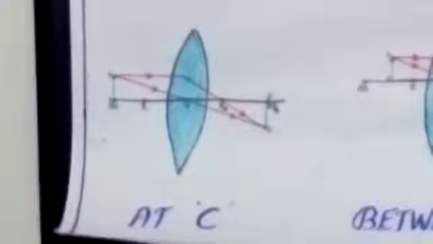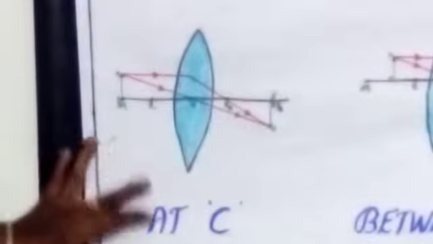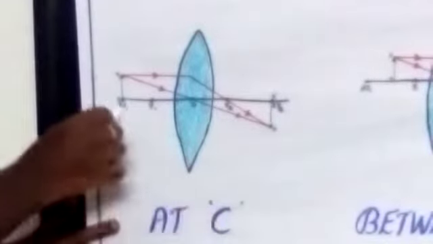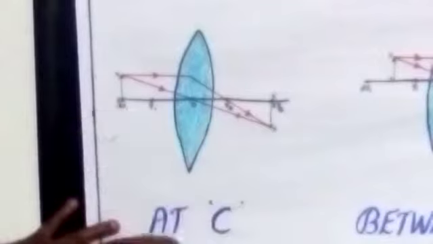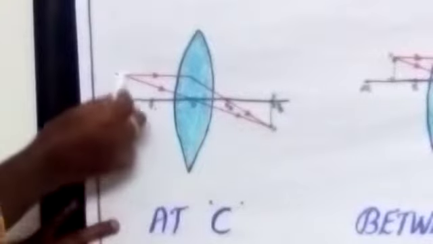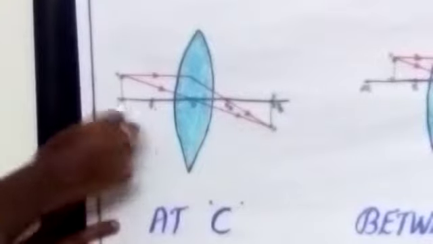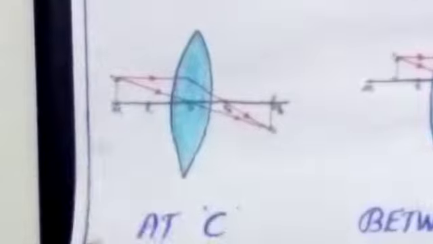The third one is if you place the object at the center of curvature. If you place the object exactly at 2F1, the center of curvature, where can we get the image?